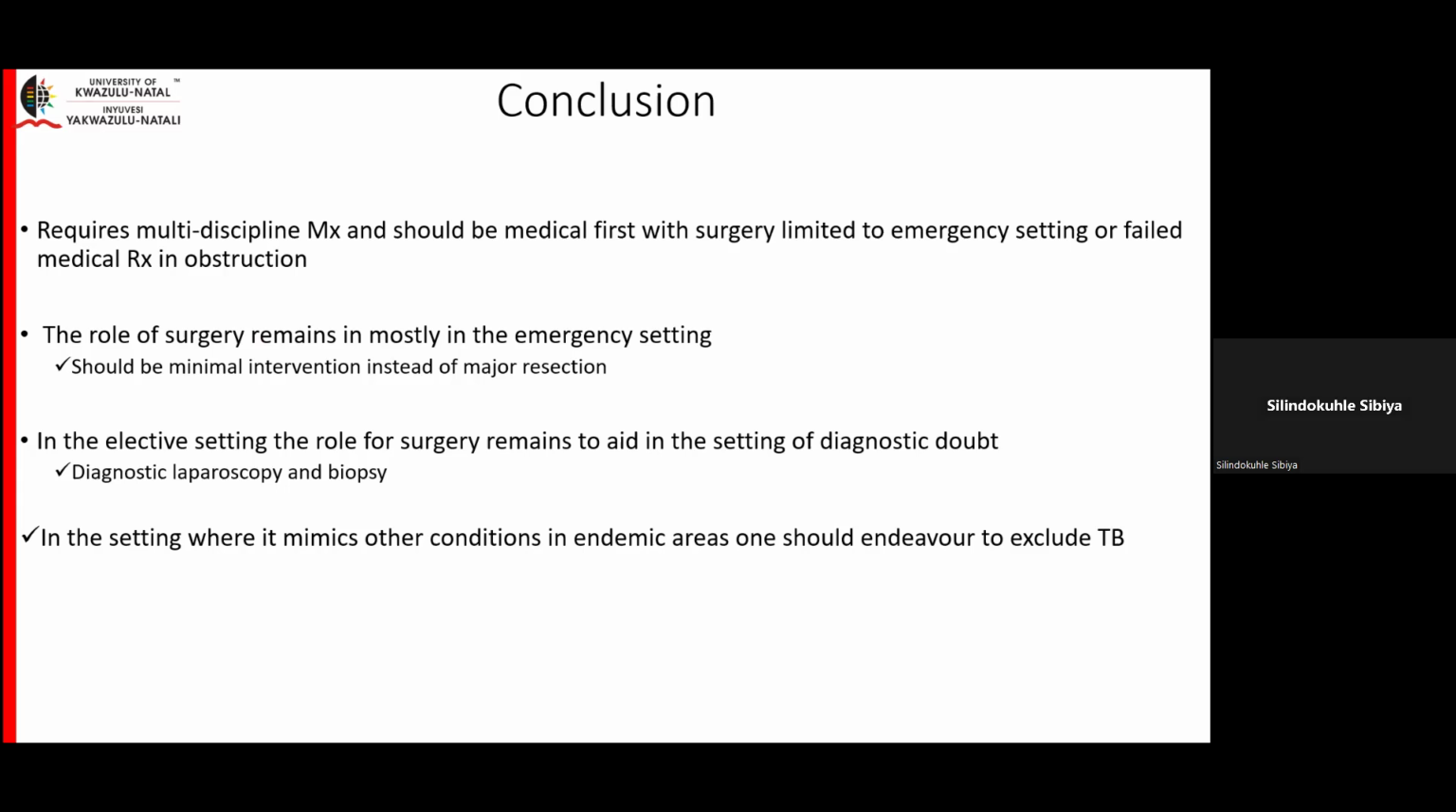And in the elective setting, the role for surgery remains to aid in the setting of diagnostic doubts, in the form of diagnostic laparoscopy and biopsy, percutaneous biopsies, or even aspirations. And I think in the setting where it mimics other conditions in endemic areas, one should endeavor to exclude TB.